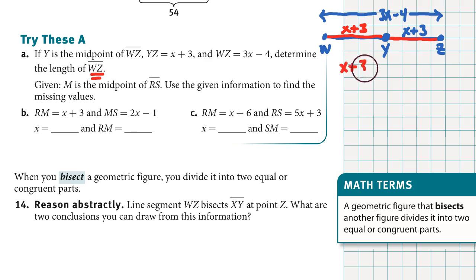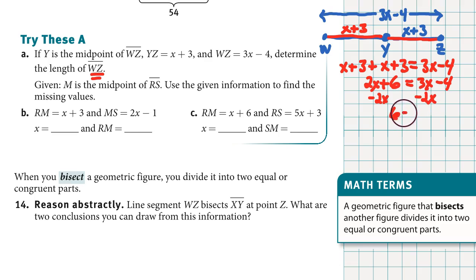x plus 3 plus the other x plus 3 is equal to the total distance, 3x minus 4. Let's solve this equation. x plus x is 2x. 3 plus 3 is 6. And that is equal to 3x minus 4. Now subtract 2x from both sides to get 6 equals x minus 4. Now add 4 to both sides to get x alone, and we have 10 is equal to x.